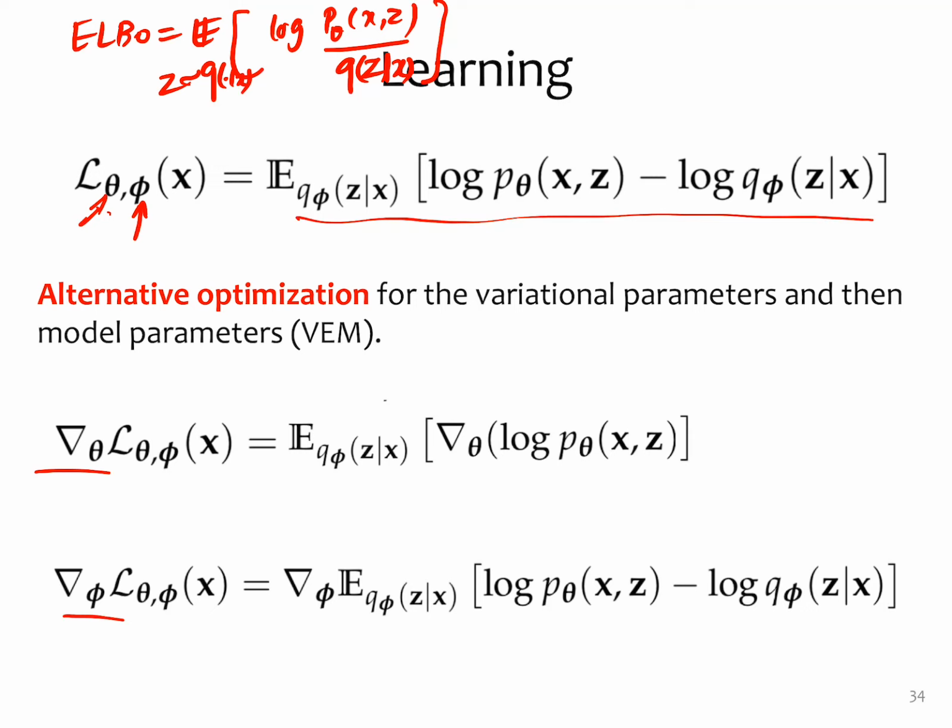So last time, when we were talking about variational expectation maximization, I told you that taking the gradient with respect to theta is not hard, because this term is not a function of theta, so I can bring the gradient in. But taking the gradient with respect to phi is not that easy, because I cannot bring it inside, because this is also a function of phi.